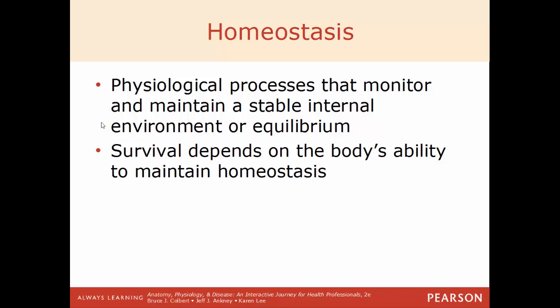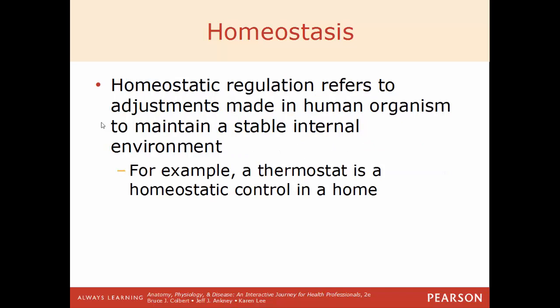Keeping your blood pressure at a certain point, not getting it too high or too low. Keep your breathing rate at a certain level, not too high or too low, and so on. The regulation for homeostasis refers to adjustments made in the organism to maintain that stable environment. And a good example of this would be a thermostat.